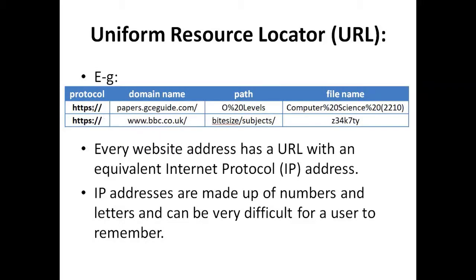Here are two examples. This is GC guide. This is the protocol, https. papers.gcguide.com would be the domain name, and /0/o%20 levels is the path. This indicates a folder on the web server, and computer science 202210 is the file name.